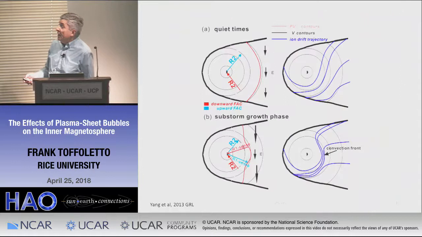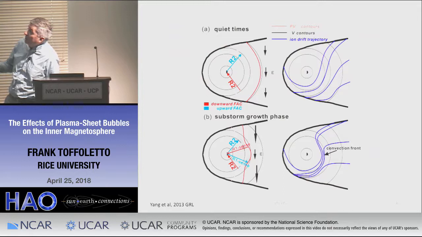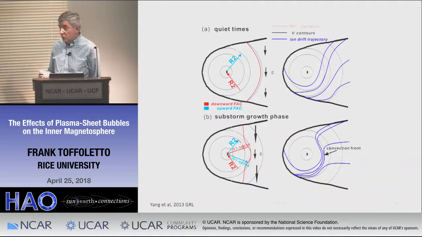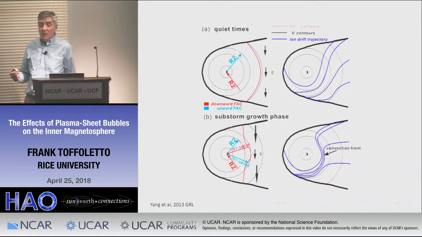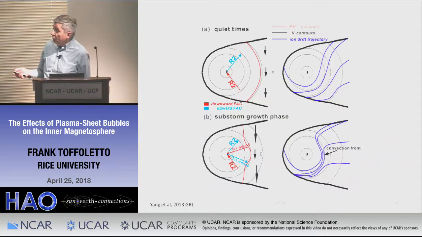So this is sort of a cartoon view of what I mean. This is a quiet view. This is the typical ion drift trajectory during quiet times. When you push the system hard with this sort of strong growth phase convection, all these drift trajectories kind of fall on top of each other. You get a very sharp drop-off of plasma pressure, which is called the inner edge of the plasma sheet. The associated region one and region two currents that form, we think, are connected to this arc, and so this formation of this region one current. So this was sort of a nice explanation for where the growth phase arc came from.